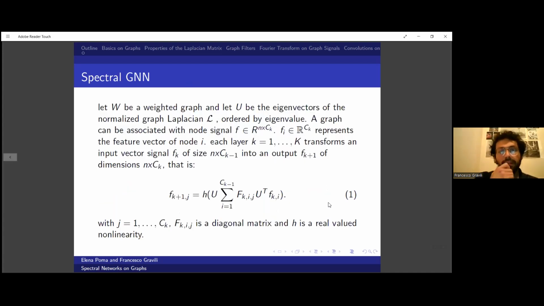Here we can finally construct our spectral graph network. If we have a weighted graph and U are the eigenvectors of the normalized graph Laplacian L ordered by eigenvalue, we can associate a graph with a node signal in R^N times C_K, where N is the number of nodes and C_K is the number of features per node, and construct each layer with this formula, where F_{k,i,j} is a diagonal matrix, h is a real-valued nonlinearity, and j goes from 1 to C_K. And then I think I will leave the floor to Elena.